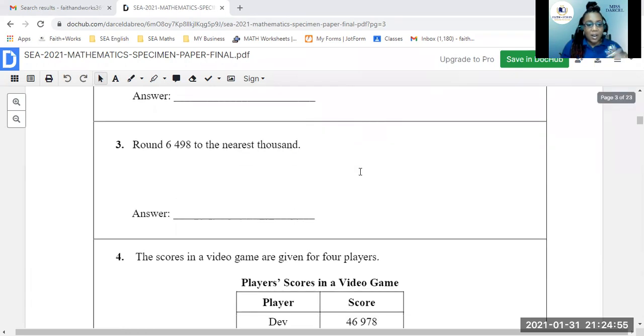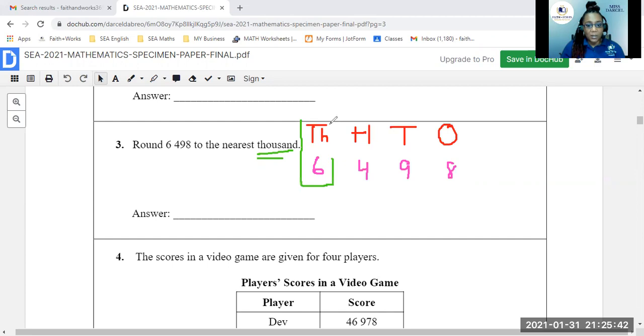Now, round 6,498 to the nearest thousand. Again, place value. So we have ones, tens, hundreds, thousands in this case. We start from the ones and go to the left. So we have 8, 9, 4, and 6. Now, when we have to round off, the key is round to the nearest thousand. So we're looking for the number in the thousands, which is here. Then we look to the number directly to the right of it.